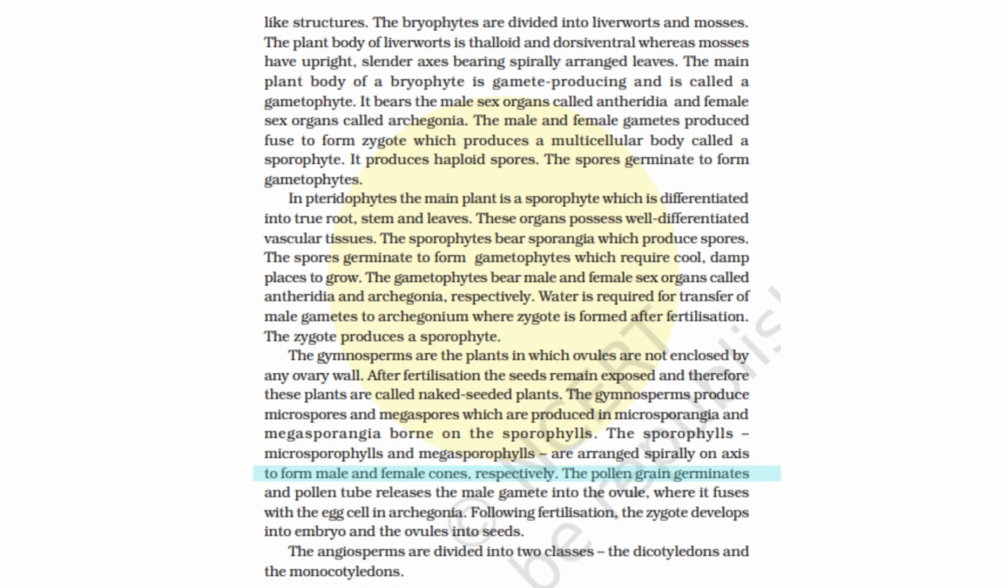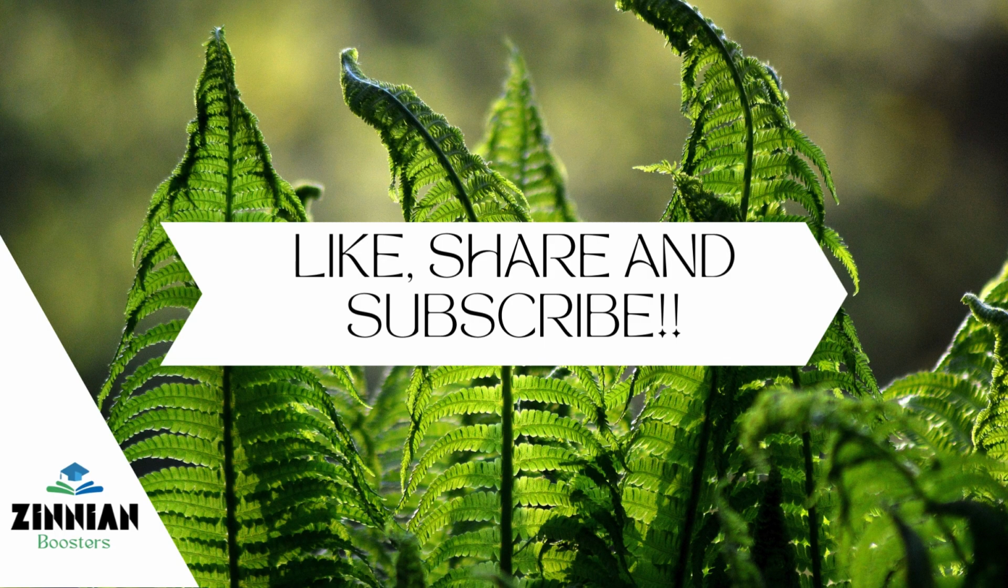The pollen grains germinate and the pollen tube releases the male gamete into the ovule, where it fuses with the egg cell in archegonia. Following fertilization, the zygote develops into embryo and the ovules into seeds. The angiosperms are divided into two classes, the dicotyledons and the monocotyledons.